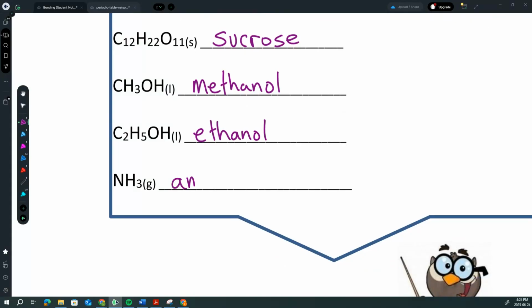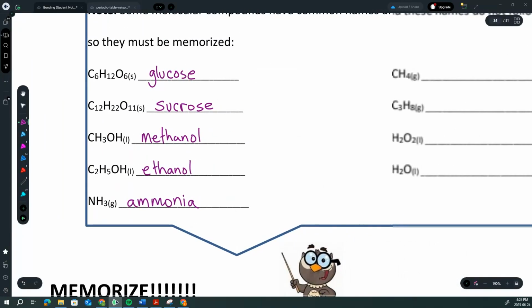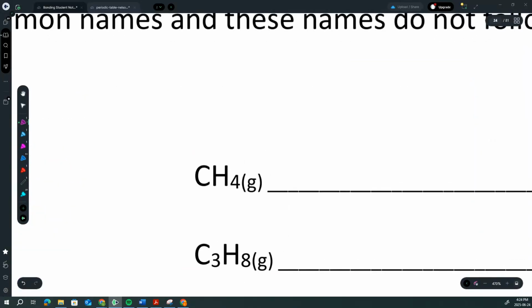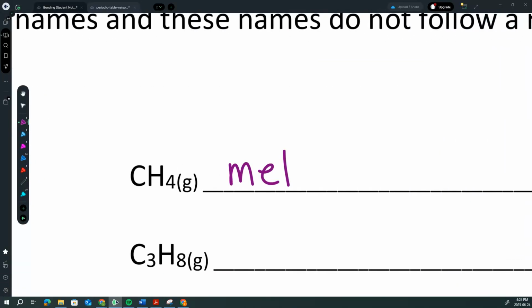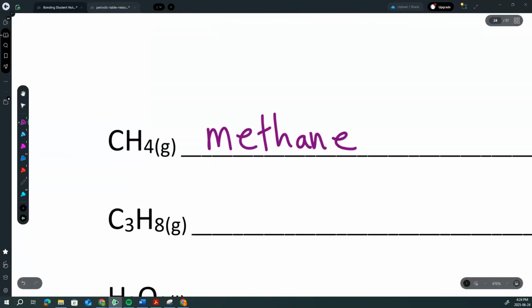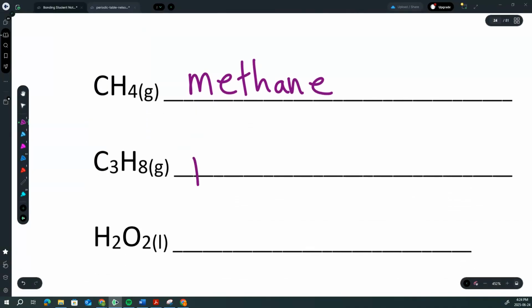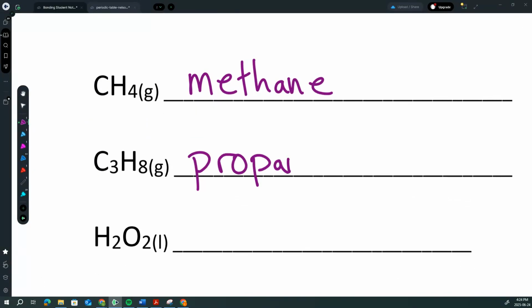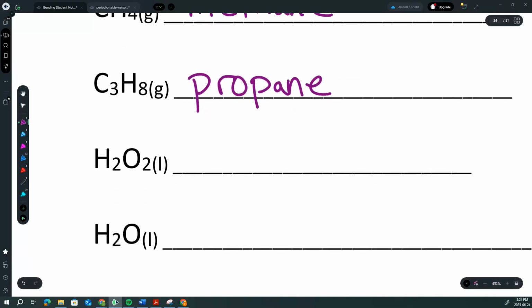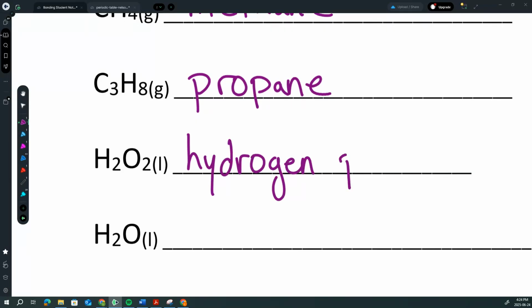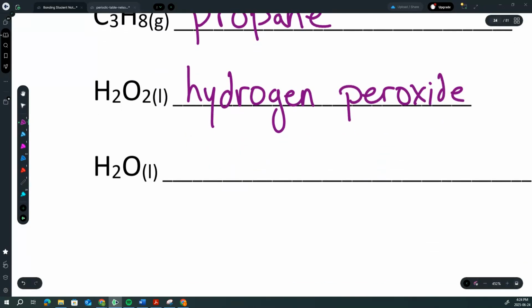NH3 is ammonia. CH4 is methane. C3H8 is propane. H2O2, hydrogen peroxide. H2O, good old water.